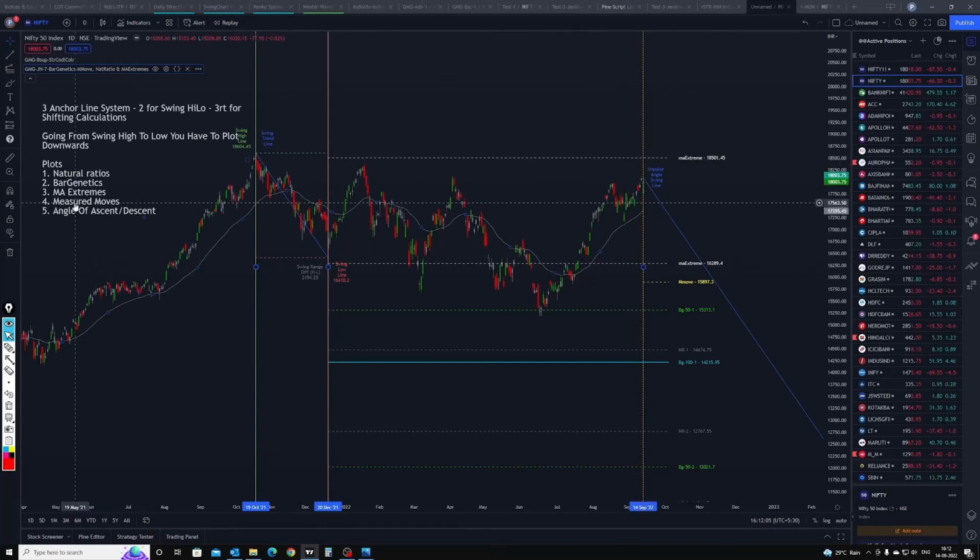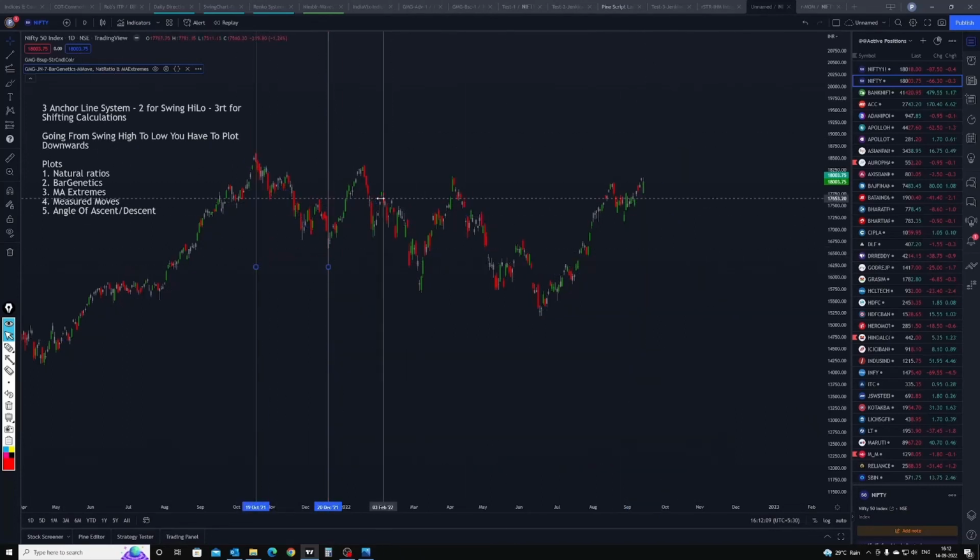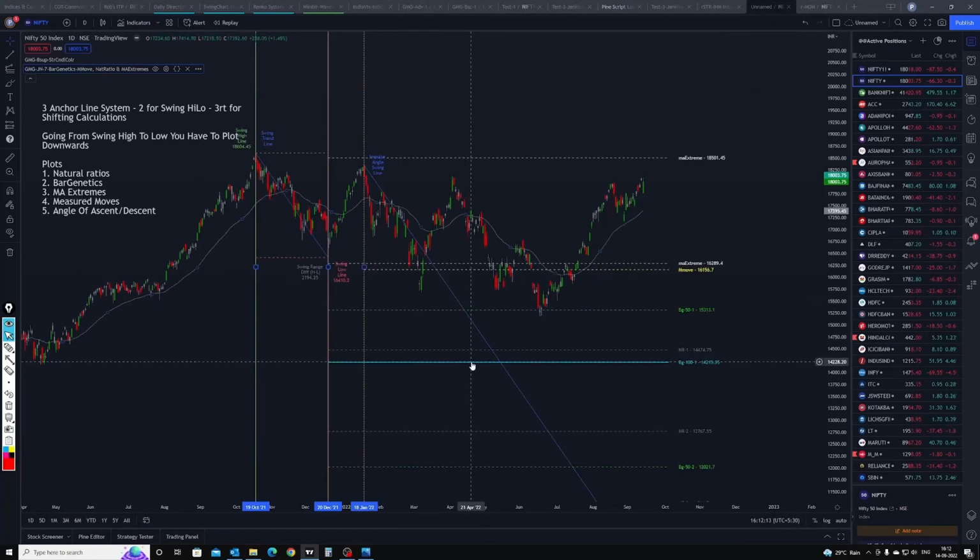The second one is the measured move. The measured move is like a 1:1 move. So if I place this anchor line on this high, it will tell me what is the likely distance that the price will travel, 1:1 distance as per the swing. So that is 16,156.